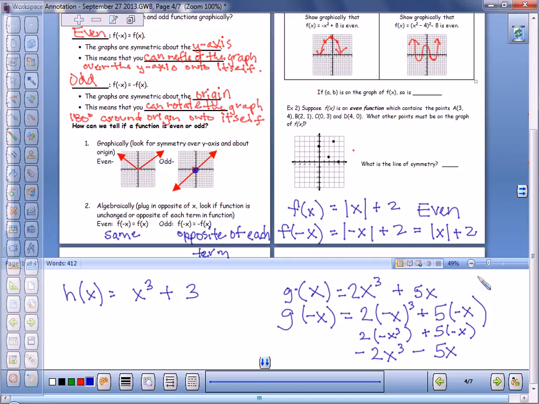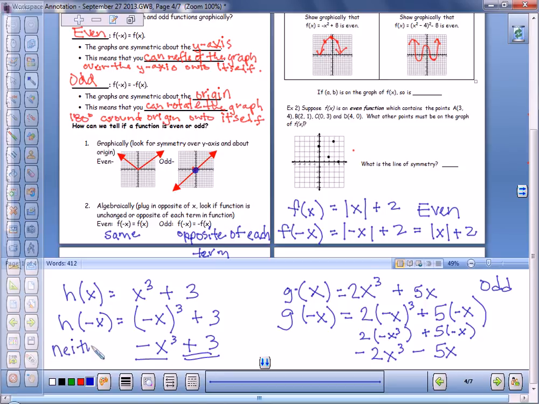Now let's try this one. If I plug in the opposite of x, always put it in parentheses. Negative x cubed is negative x cubed. So negative x, quantity cubed, is the opposite of x cubed when I simplify it. So do we see how the first term changed and the second one didn't? So this would be neither odd nor even. It does not have symmetry to the y-axis, nor does it have rotational symmetry. It is neither odd or even.